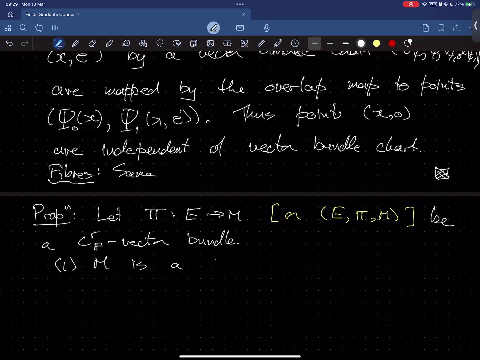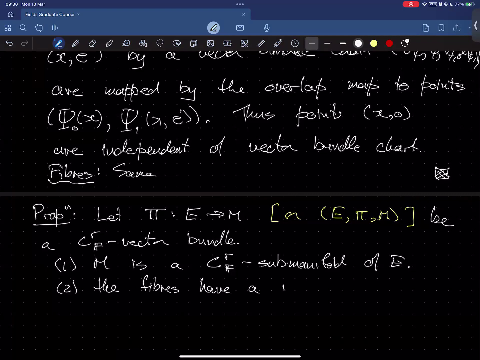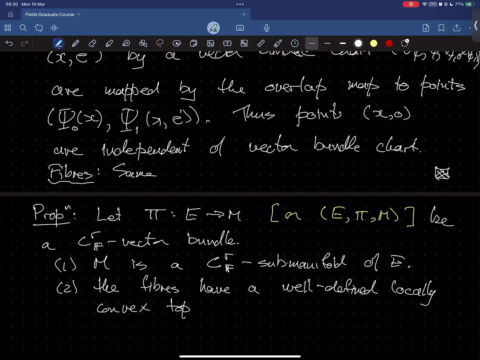Moreover, the base space M is actually a submanifold of E. All right. The fibers have a well-defined locally convex topological vector space structure.